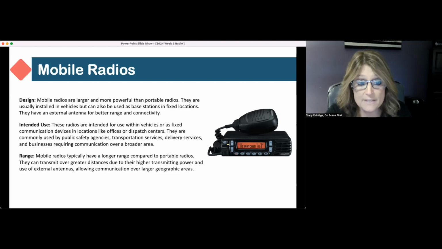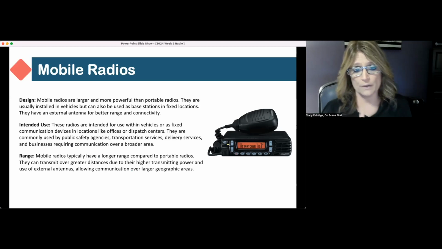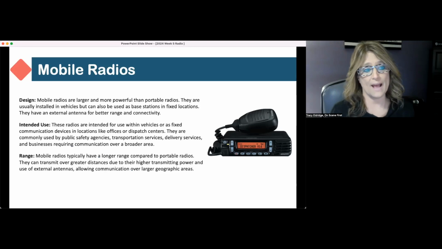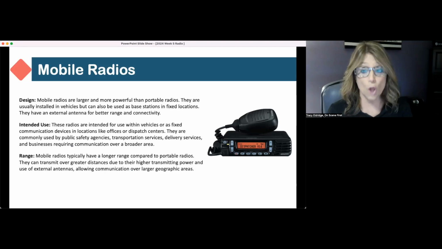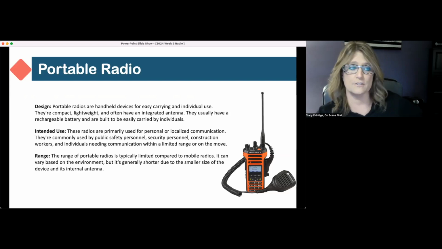usually used for public safety, but the range that they have is probably where you want to be able to differentiate. The range of a mobile radio typically has a longer range compared to that of a portable radio. That's a given. That makes sense, right? They can transmit over great distances due to their higher transmitting power and the use of external antennas allowing communication over larger geographic areas. These are kind of simple terms, but it's good to know.